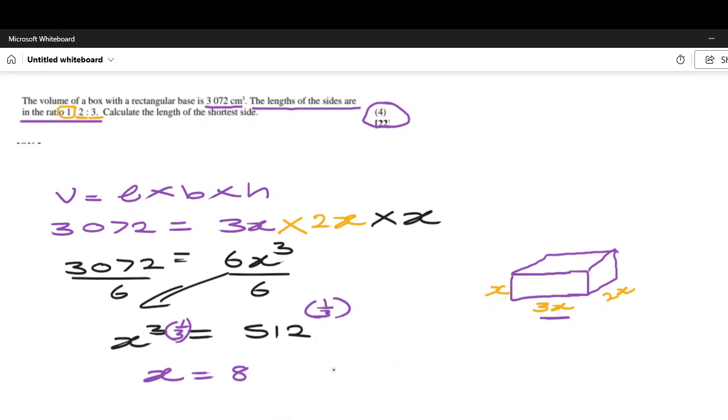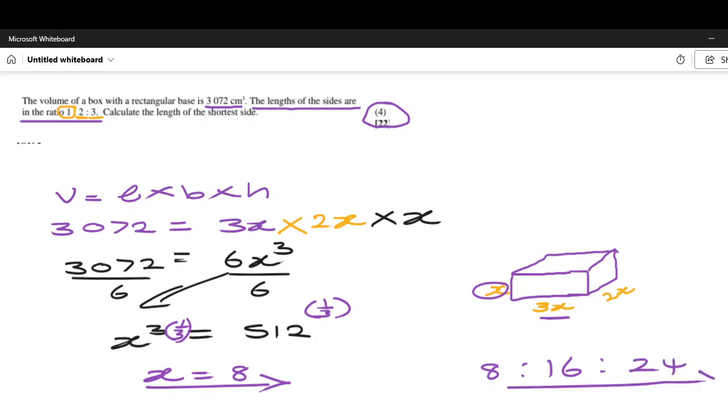So we've actually just solved it. The answer is 8. That means the shortest side, which we said was represented by x, is 8. The second shorter side, 2x, which we said was the breadth, will be 16. The longest side, the length, will be 3 times 8, which gives you 24. And that just means that the ratio is true.